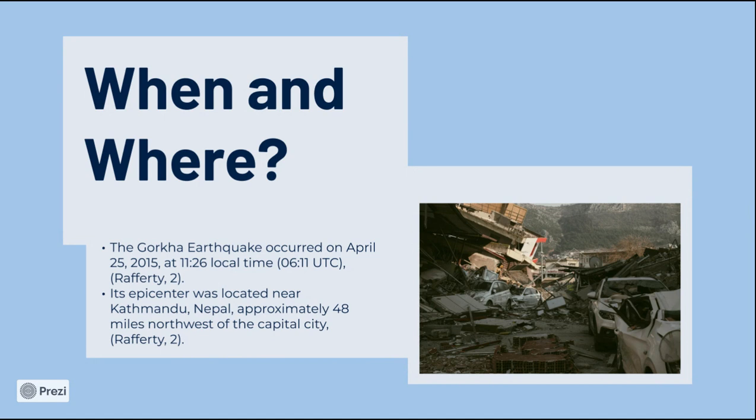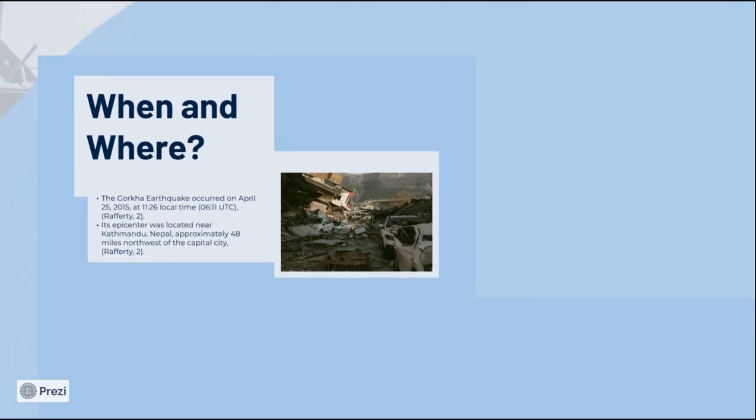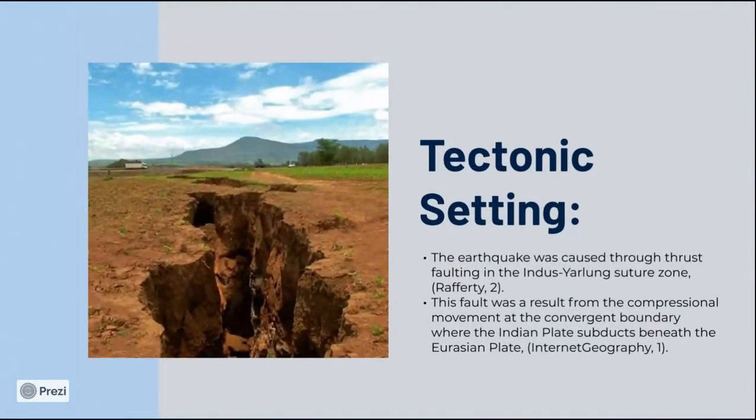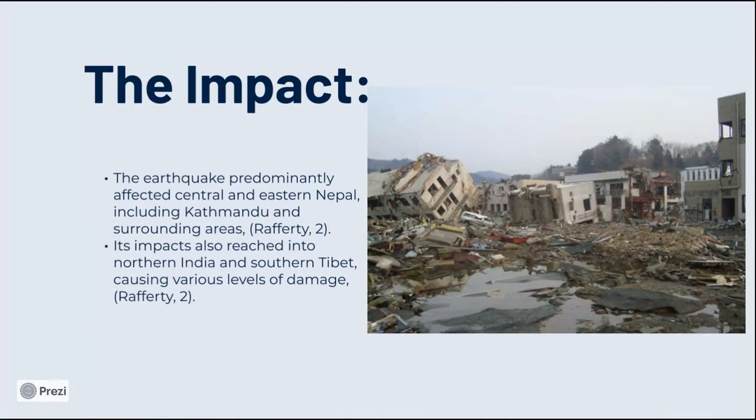This earthquake was caused by a break in the Earth's crust or thrusting fault in the Indus Yarlung suture zone. A fault is a fracture in the Earth's crust where tension causes movement of the rocks on the opposite sides of the fault, creating the 2015 Nepal earthquake. The earthquake affected central and eastern Nepal, northern India, and southern Tibet.